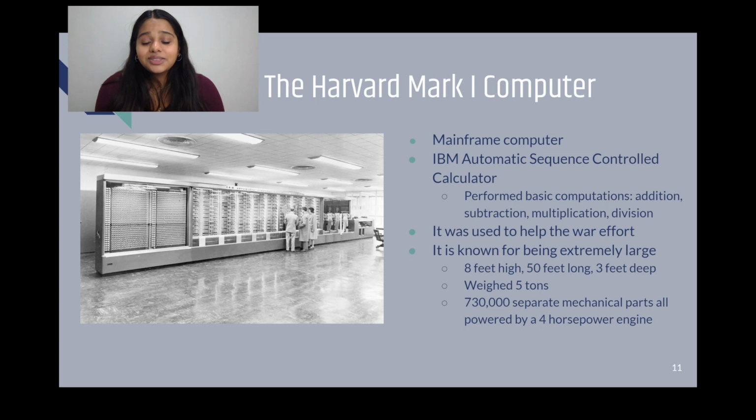It's roughly 8 feet tall and 50 feet long, with 3 feet in depth. It weighed a total of 5 tons, and there were 730,000 separate mechanical parts included that all had to be powered by a 4-horsepower engine. As you can see, this Harvard Mark I computer required a lot of parts and a lot of detailed and intricate bonding between all of the different parts, and was extremely complex, but simply performed basic calculations.